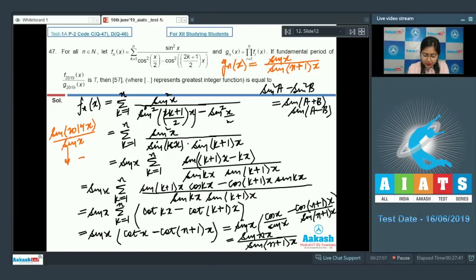Its period will definitely be equal to pi. So the value of greatest integer of 5 pi will be equal to 15. So the answer of this question is 15.